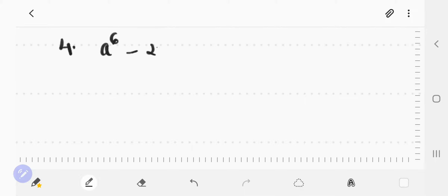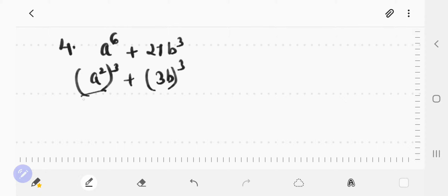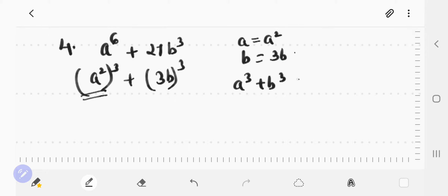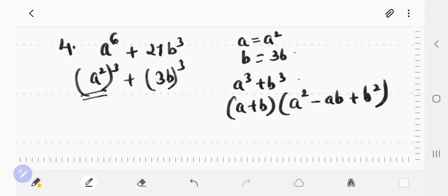a to the power 6 minus 20 plus 27b cube. a to the power 6 can I write as (a square) the whole cube, plus 27 can I write as (3b) the whole cube. So your a is a square and b is 3b. Now it is a cube plus b cube identity. So you will go for (a plus b) and in another bracket a square minus ab plus b square. Yes?